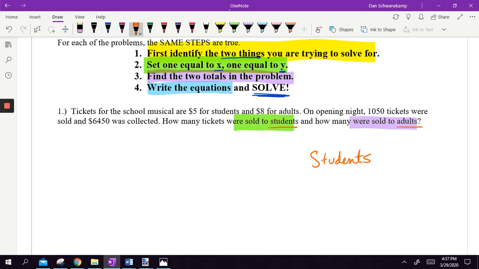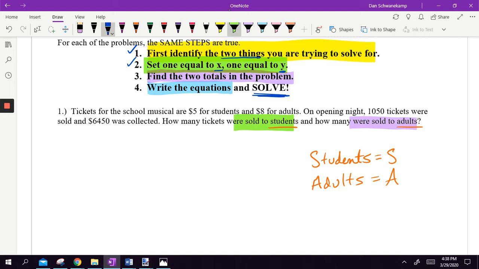The tickets for students is going to be equal to the letter S. I'm going to use a capital S because my handwriting's awful. And when we talk about the adult tickets, that's going to be the capital letter A. So students are S, adults are A. We have already done the first 2 things. We found out what 2 things we were trying to identify, and we made them equal to a letter.